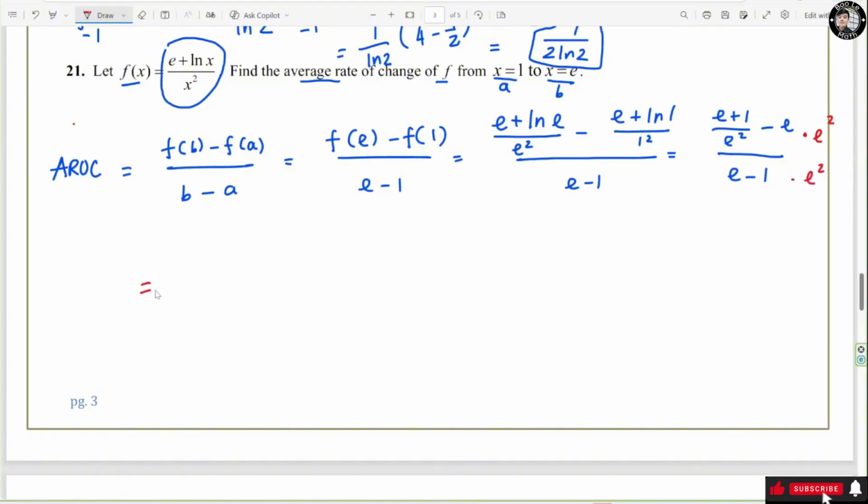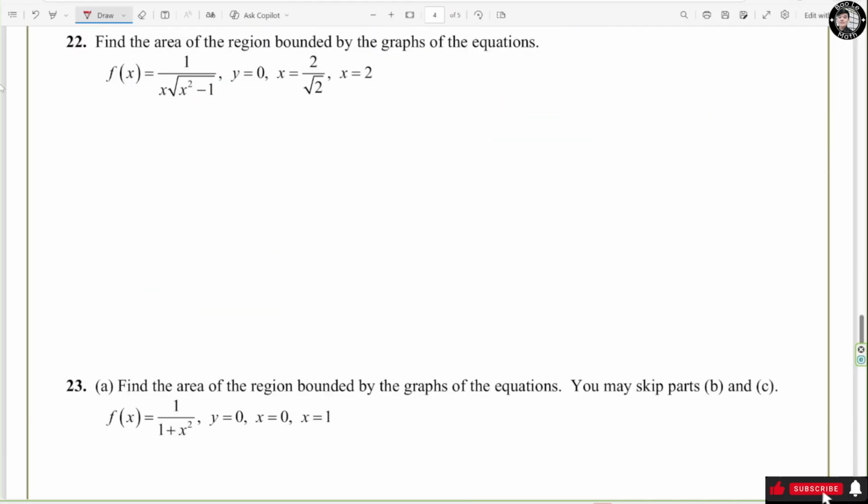So we have (e + 1 − e³) over e²(e − 1), right? Question 22. Find the area of the region bounded by the graphs of the equations f(s), y equals 0, s equals this one, and s equals this one, right?